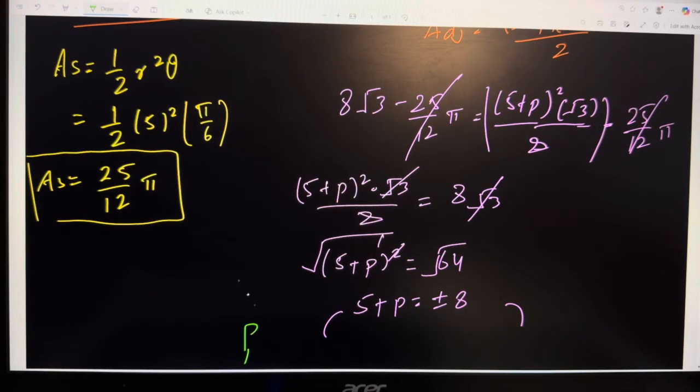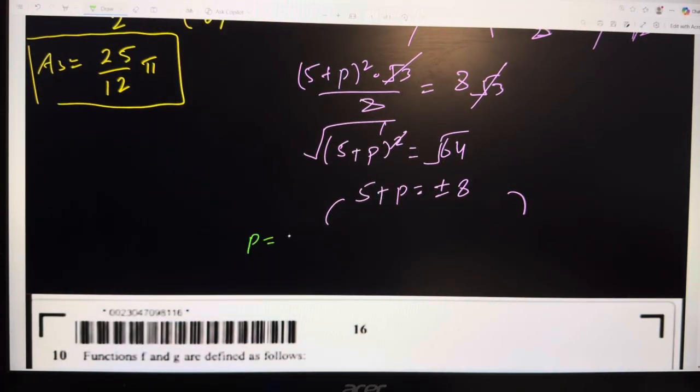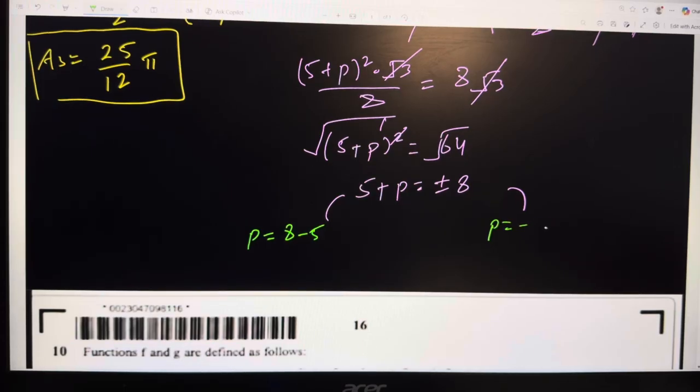So p is equal to positive 8 minus 5, and p is equal to negative 8 minus 5. Yeah, plus or minus, 5 goes there, minus 5. So p is equal to 3, and for the minus sign, this becomes minus 13. And of course this is cancelled, and the answer is p is equal to 3. This is our answer. Okay, so I just made a minor mistake.